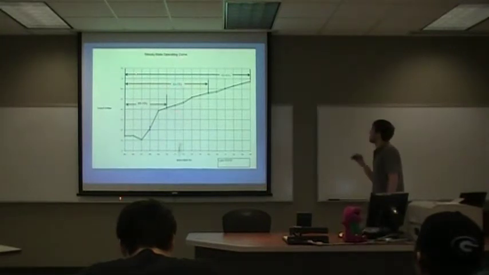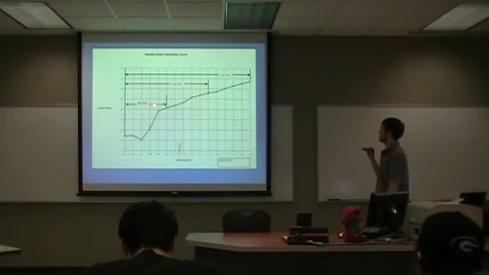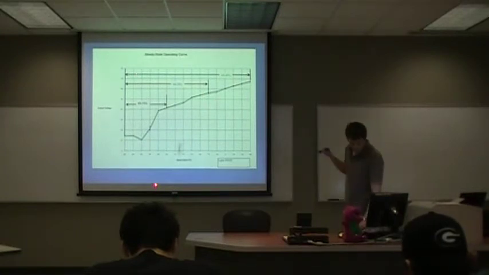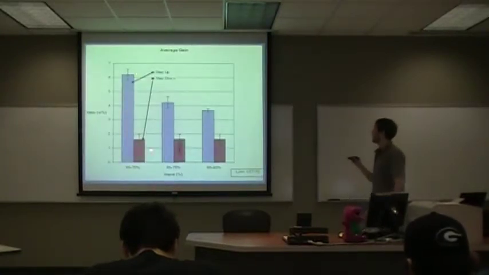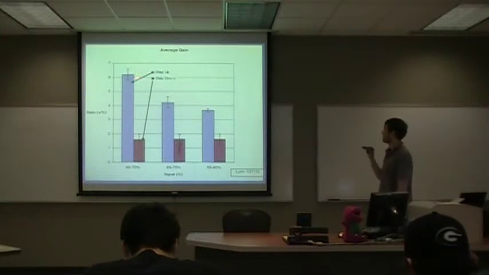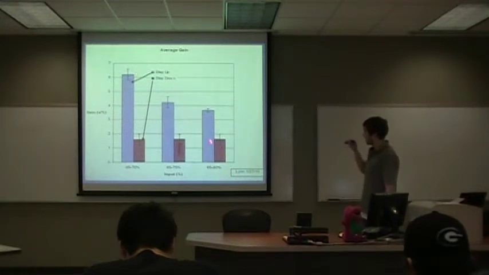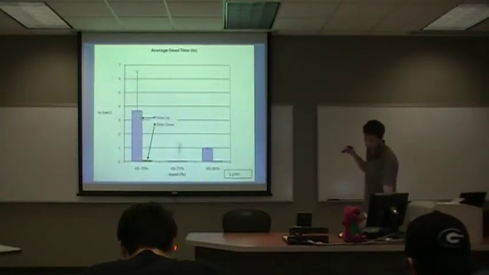Here is the steady state operating curve, and where we did the step inputs, we had ranges of 65 to 70%, then 65 to 75%, and 65 to 80%. Here we have an average gain, and as you can see in the step-up response, the smaller the input, the larger our gain was, and as the input range increased, the gain decreased, which was interesting, and I'll come back to that later in the presentation.